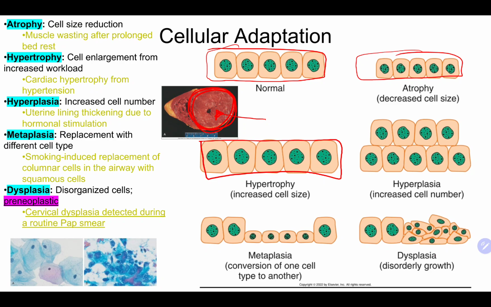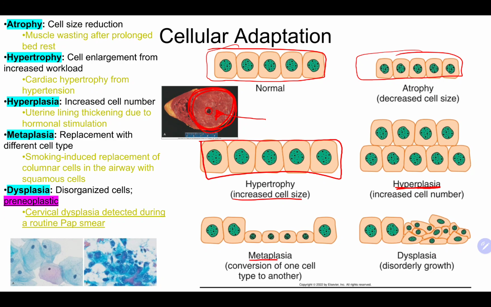And the problem here with left side heart ventricle hypertrophy is, look at the lumen. Look how small the lumen is. The whole purpose of the heart is to pump blood. It's not going to pump that much blood when that lumen is so small. So that's an issue. But remember, hypertrophy is an increase in cell size, whereas hyperplasia is an increase in cell number. An example of that would be the uterine lining thickening due to hormonal stimulation.